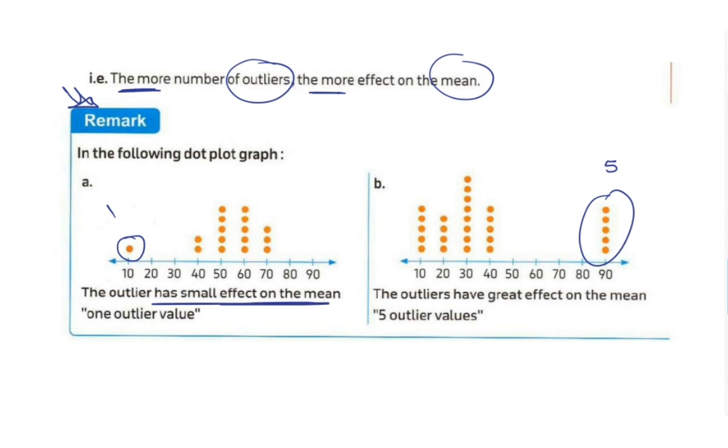Why? Because it is just one value. But here we have 5 values as outliers. So here we have a great effect on the mean. If you find just one outlier, it's a small effect. If you have 5 outliers, you have a great effect on the mean because we have 5 outliers.